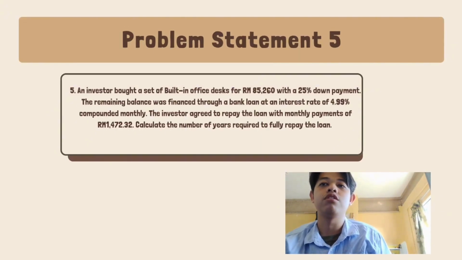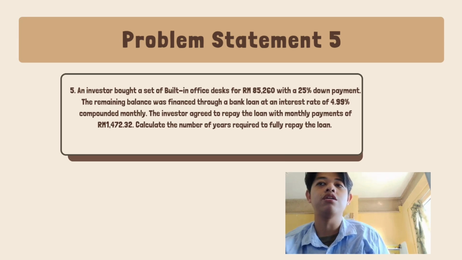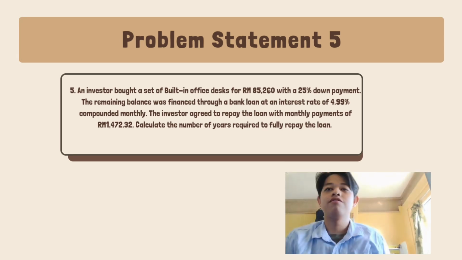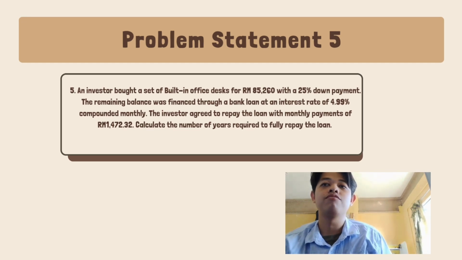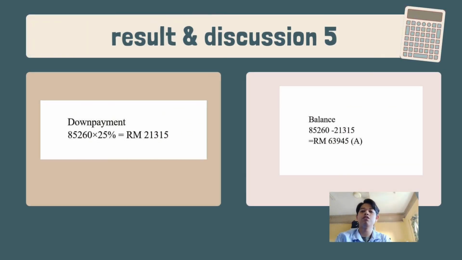So we go to problem statement 5 and the question of 5. An investor bought a set of buildings for 85,260 ringgit with 25% down payment. The remaining balance was financed by a bank loan at an interest rate of 4.9% compounded monthly. How to get the balance? So the balance is 85,260 ringgit minus 2,350 ringgit, so the answer equals 60,945 ringgit. So the answer is A in the formula.